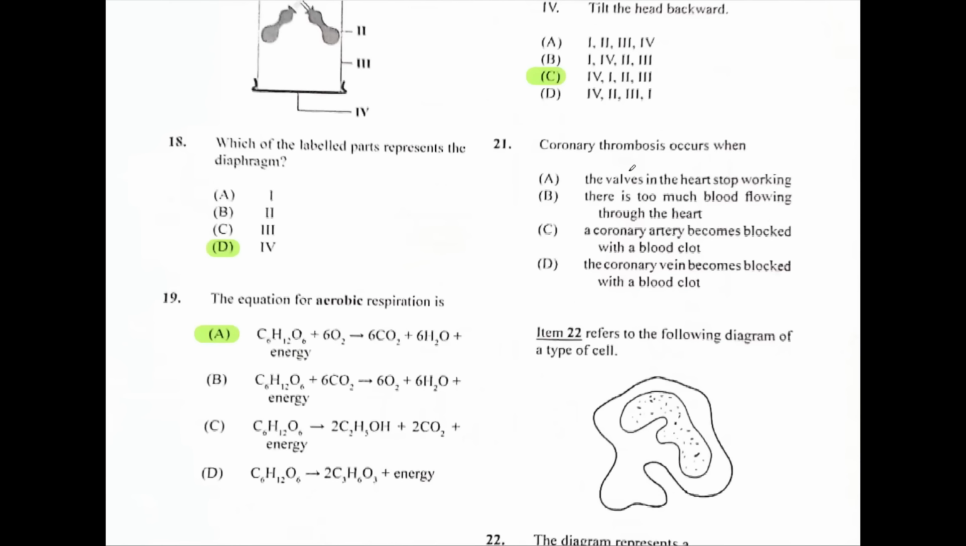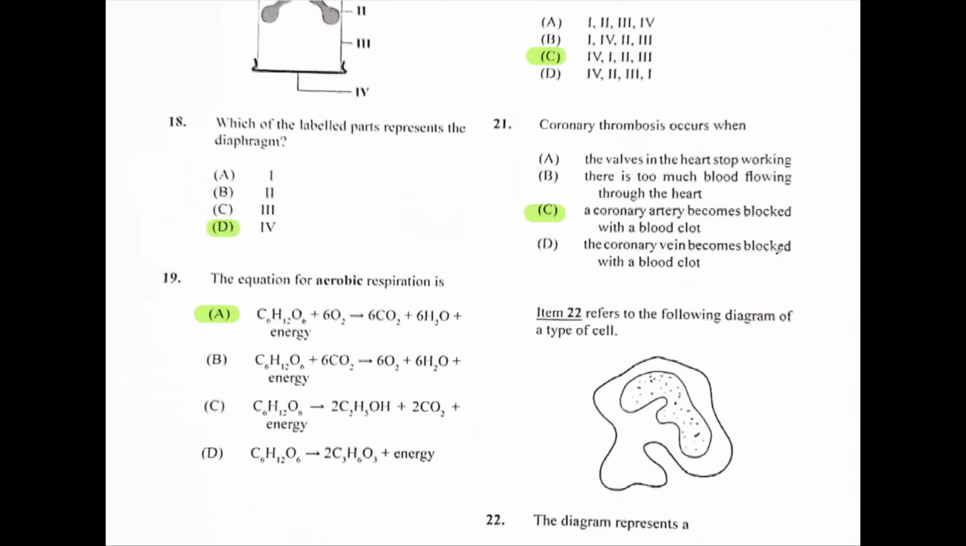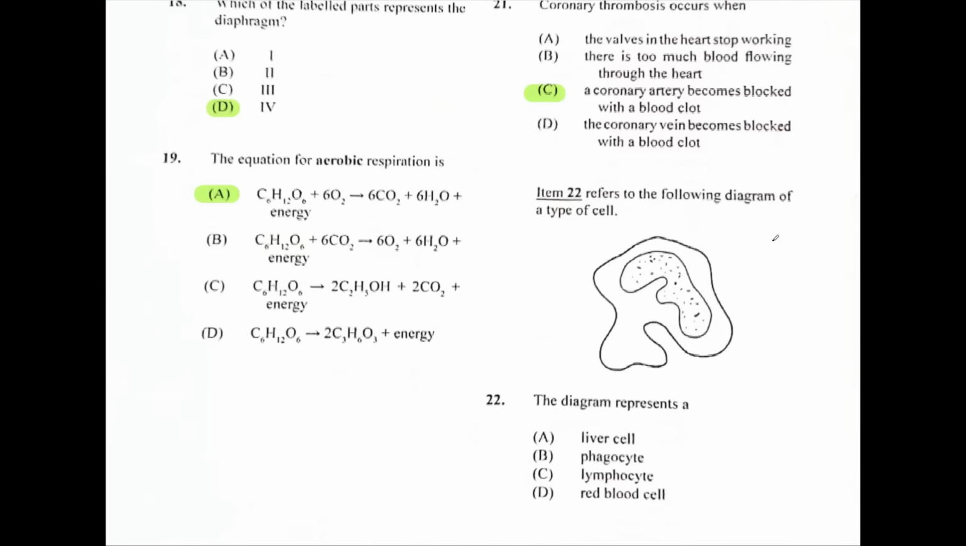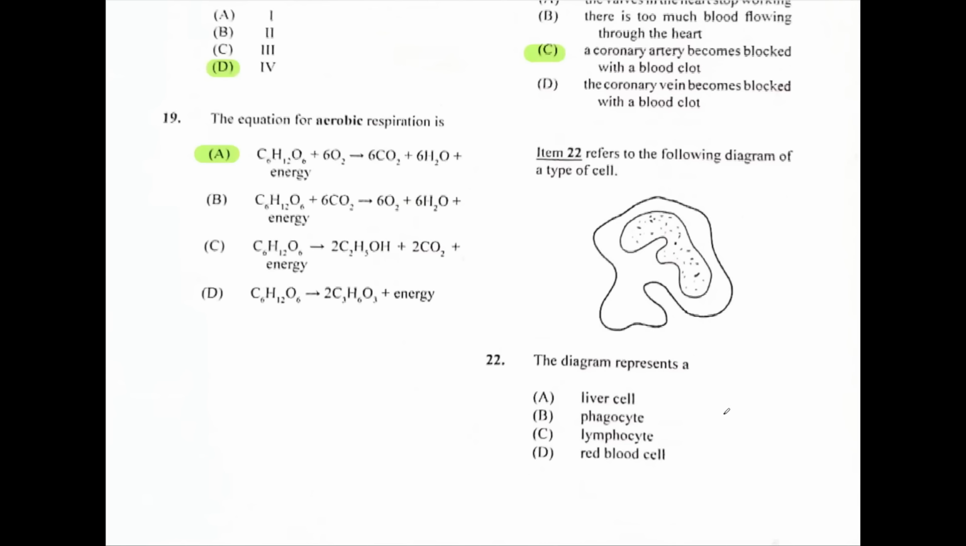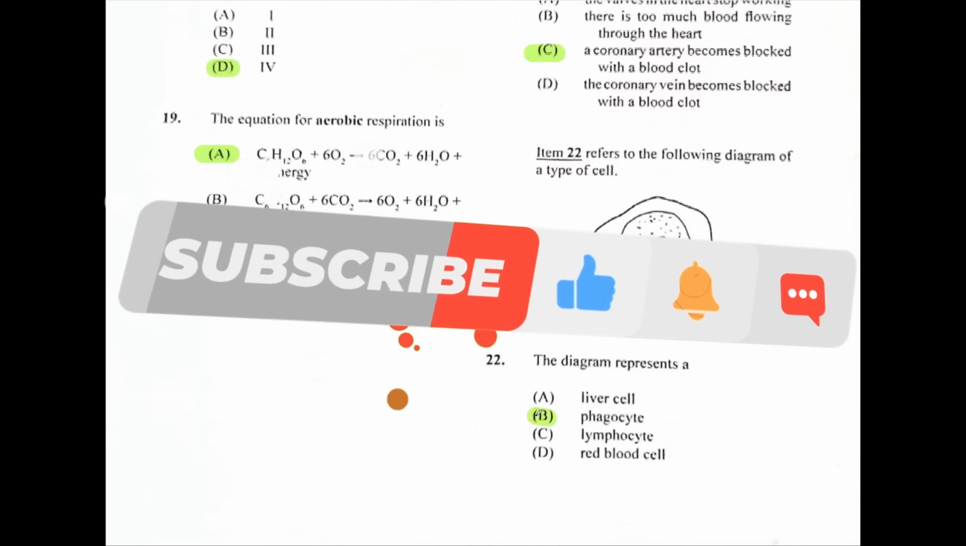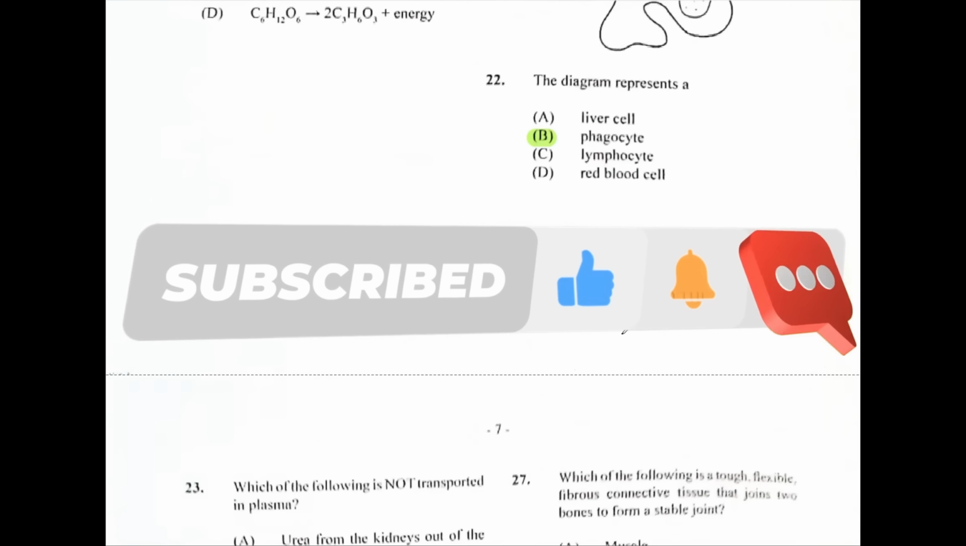Question 21, coronary thrombosis occurs when a coronary artery becomes blocked with a blood clot. Item 22 refers to the following diagram of a type of cell. The mere fact that we are seeing a lobed nucleus means we are already looking at a white blood cell and it's a phagocyte. So 22 is B.